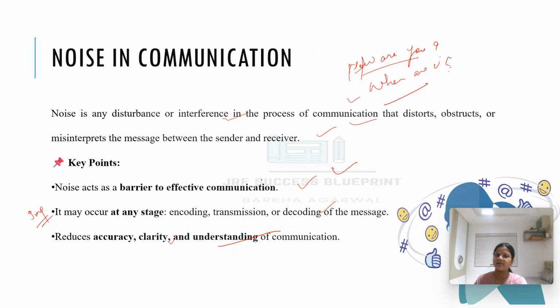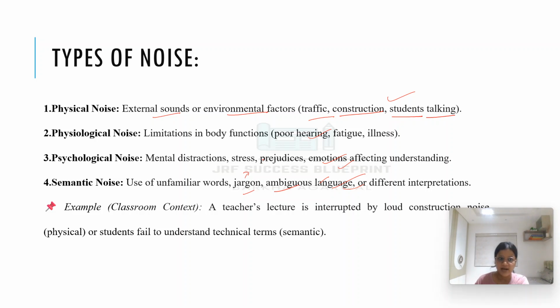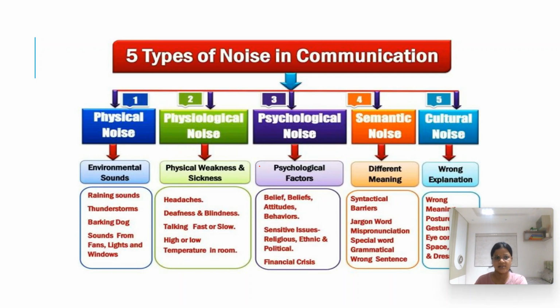So noise is a hindrance to effective communication. When you are communicating something and noise occurs, that will create a barrier to effective communication. There are four types of noise: physical noise, physiological noise, psychological noise, and semantic noise. Moving forward, types of noise. Physical noise, which is environmental sounds, raining sounds, thunderstorm, barking dogs, sounds from fan, lights, and windows.